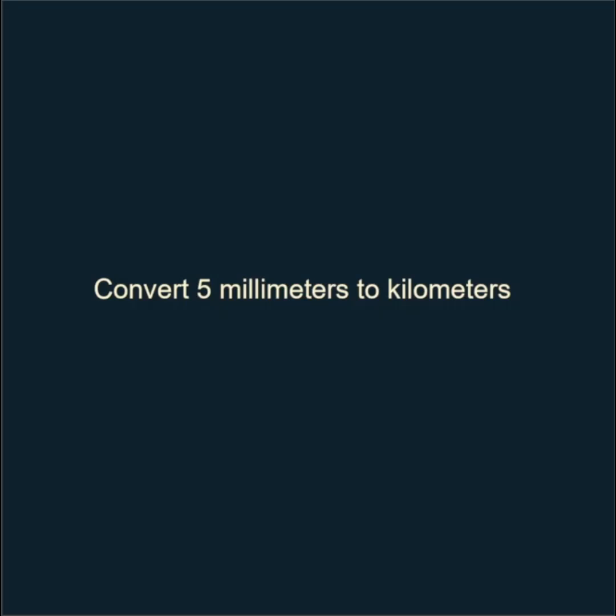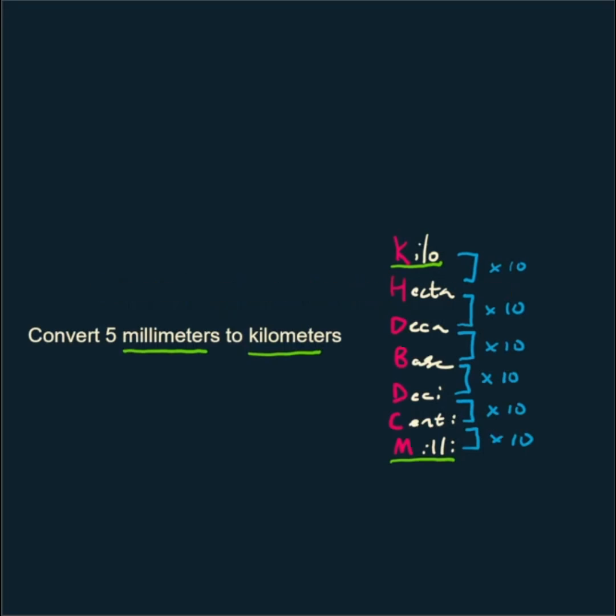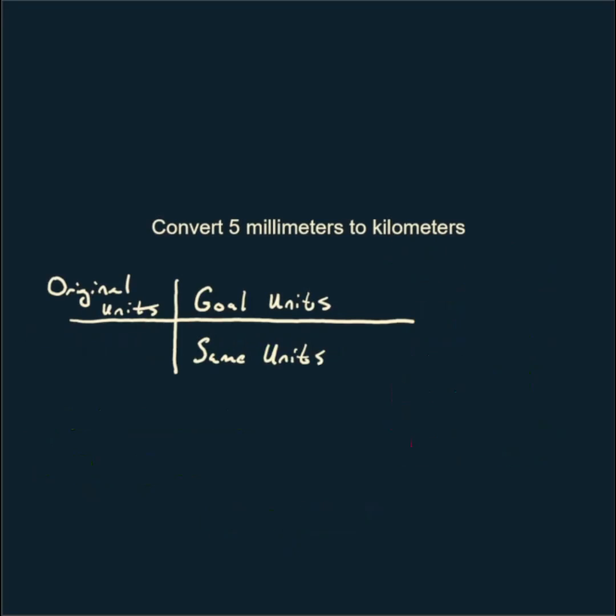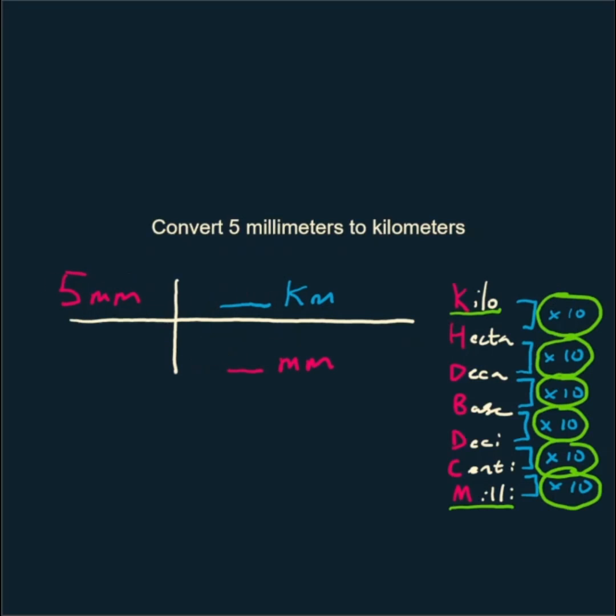The next one asks us to convert from millimeters to kilometers. As before, we determine the 2 units. We determine our factor, so it will be 10 times 10 times 10 times 10 times 10 times 10, which gives us a million. Our original units are millimeters, which means the units on the bottom will also be millimeters, and our goal is the units of kilometers. Our higher unit is kilometers, so that gets the 1. The lower unit is millimeters, so that gets the million, down here.